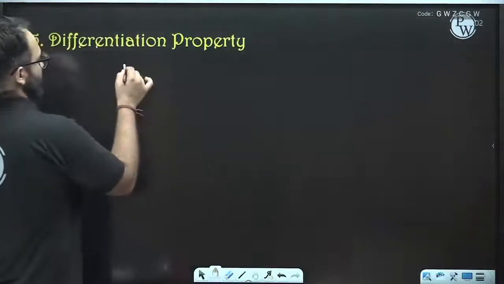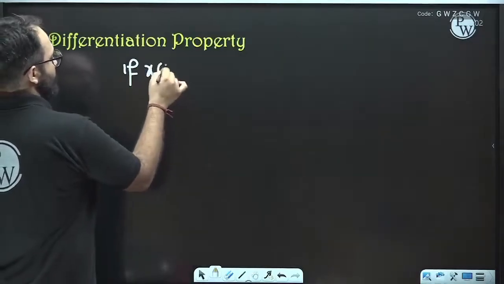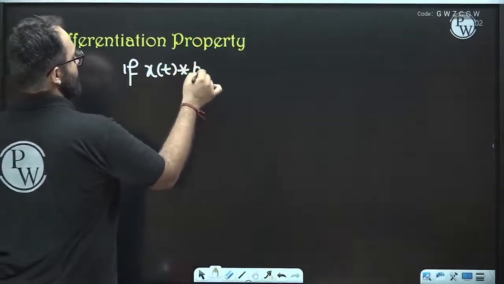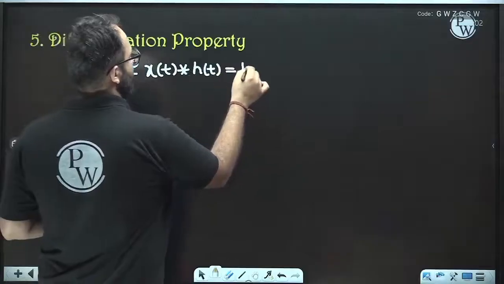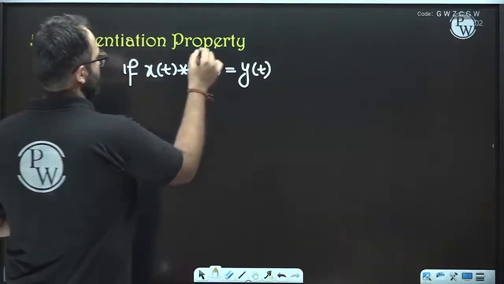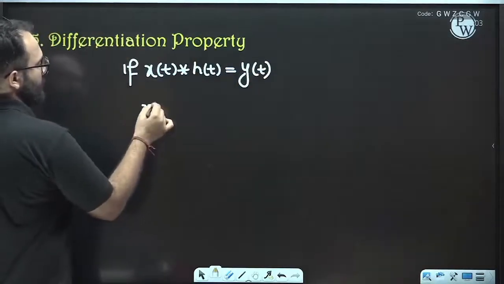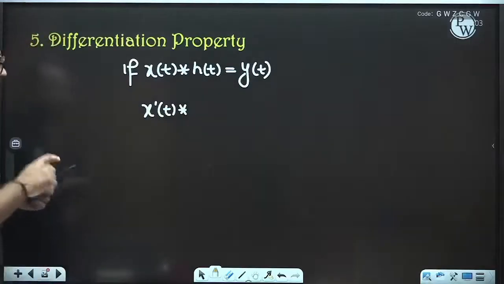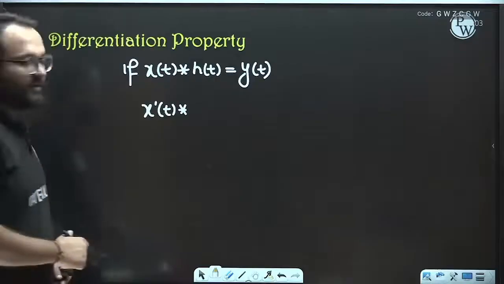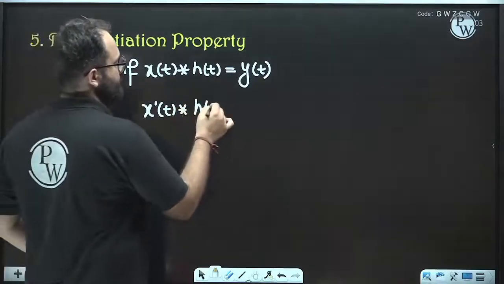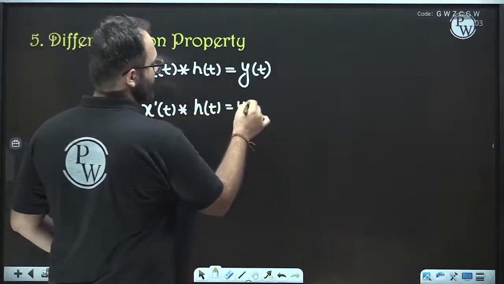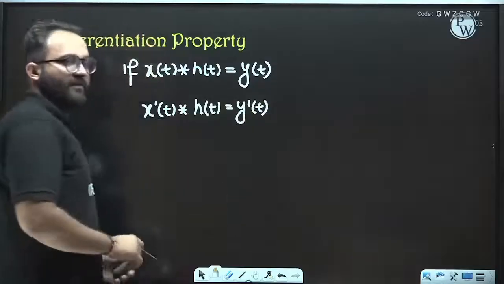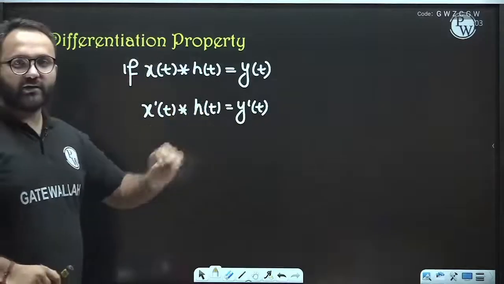So if x(t) convolve h(t) is equal to y(t), then if we differentiate x(t), we will differentiate the y(t) also. If we differentiate one signal, the result will also get differentiated.